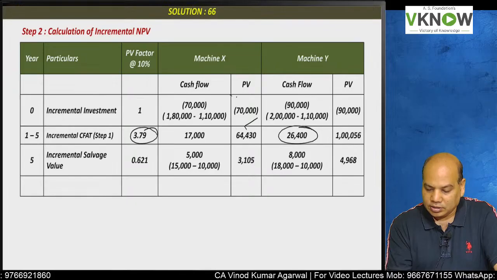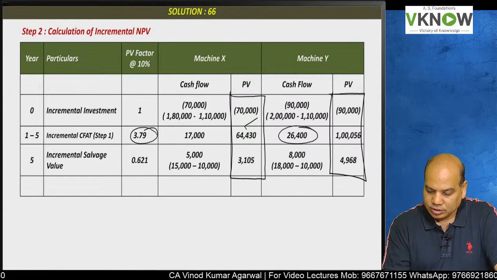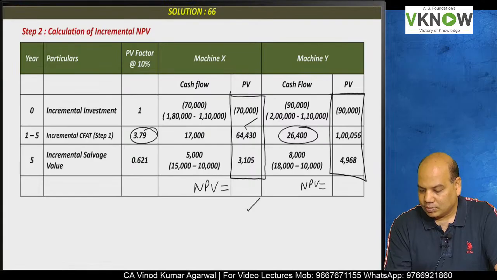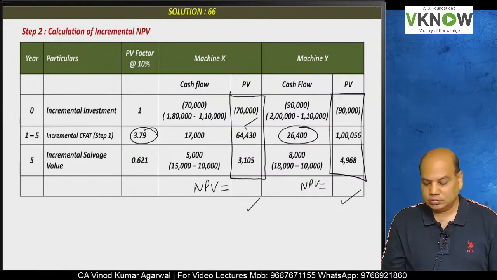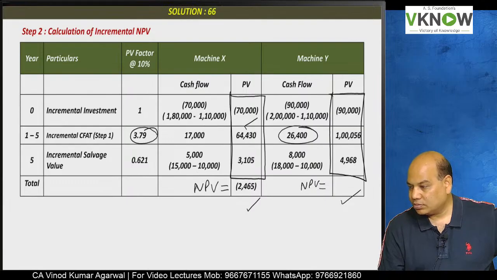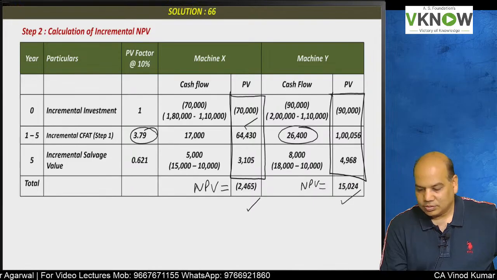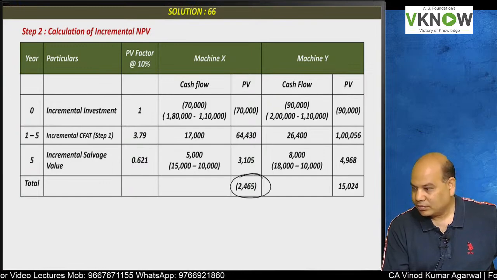4968. My dear highly talented students, add these numbers and write NPV. Anybody first column total? First column total is equal to negative 2465. Oh my God. Is it negative? Second column, 15024 positive. Please check this number again.